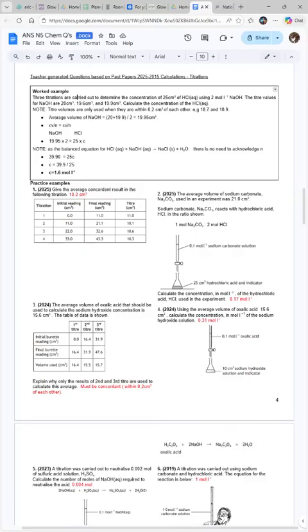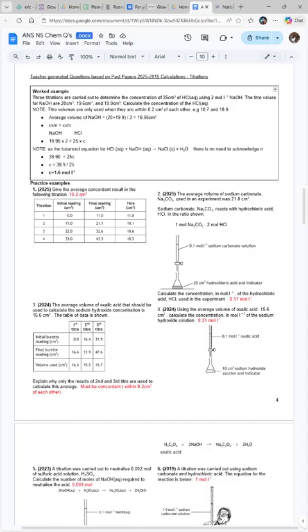We do 3 titrations to determine the concentration of a sample of 25 centimetres cubed, so we know the volume of hydrochloric acid, but we don't know its concentration. And we're using 2 mole per litre sodium hydroxide. When we do this, the titre values, so the volume of sodium hydroxide needed to fully neutralise this sample of 25 centimetres cubed of hydrochloric acid, range from 20 to 19.6 to 19.9. So we're going to try and calculate the concentration of the hydrochloric acid.